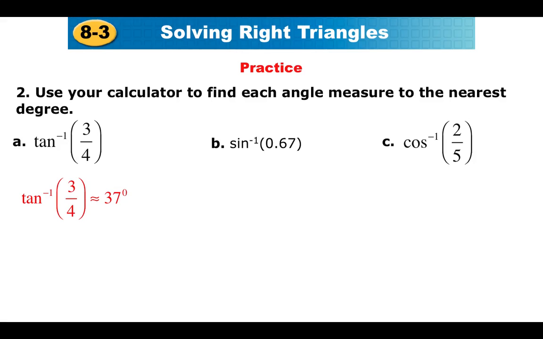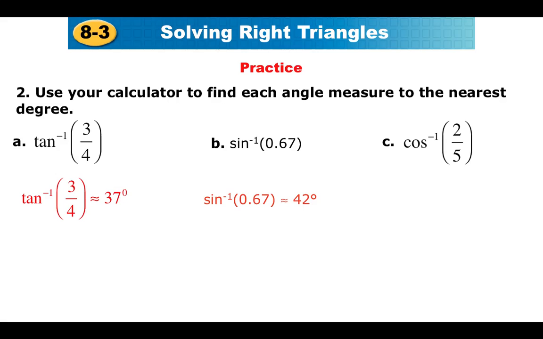Letter B, now we're using sine inverse. Notice that B is a decimal, not a fraction. So just punch it in just the way it is. Wait a little bit. And that is your answer, 42 degrees after you round.